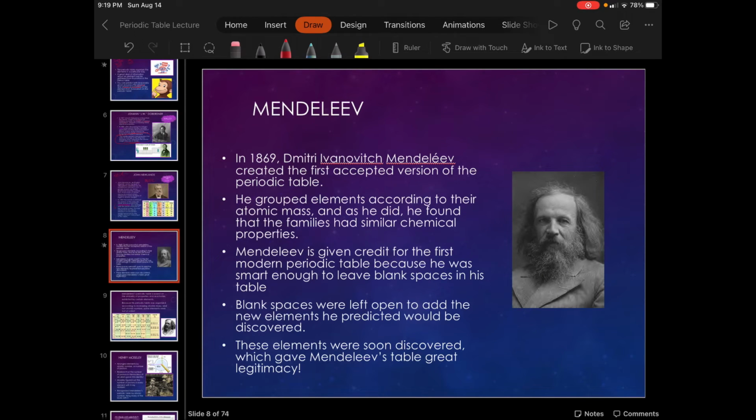So he published his first periodic table in 1869. That's pretty important to know about Mendeleev. He grouped elements according to their atomic mass. He found that there were properties in families, and he's given credit for the first modern periodic table because he was smart enough to leave blank spaces to predict certain elements that were yet to be discovered.